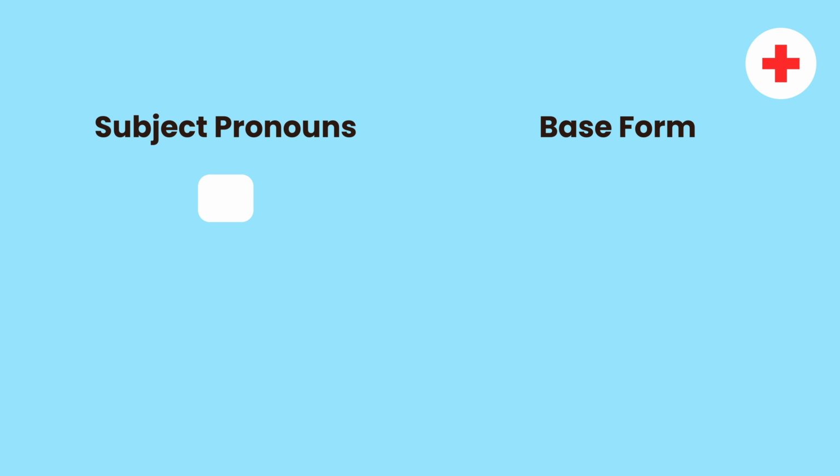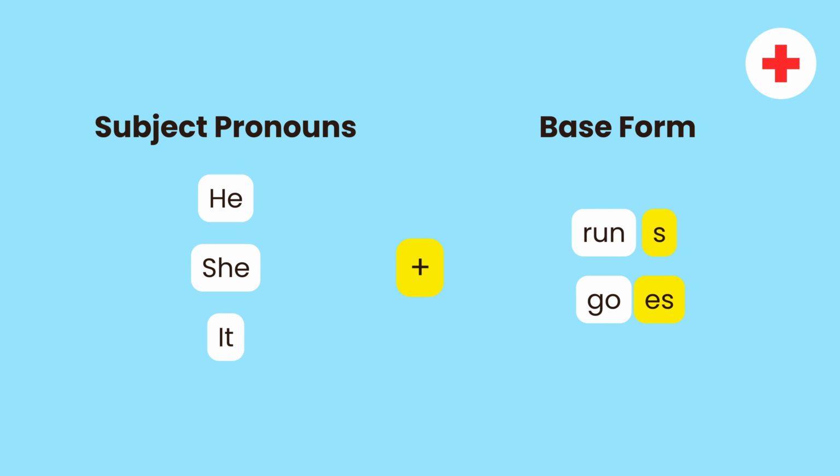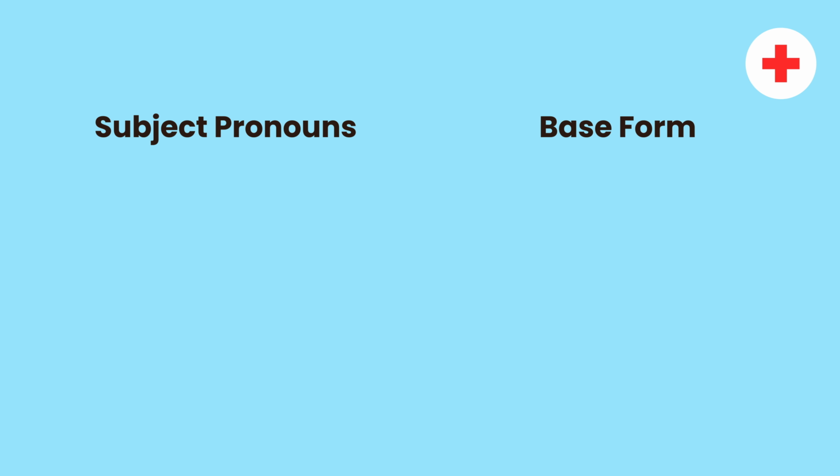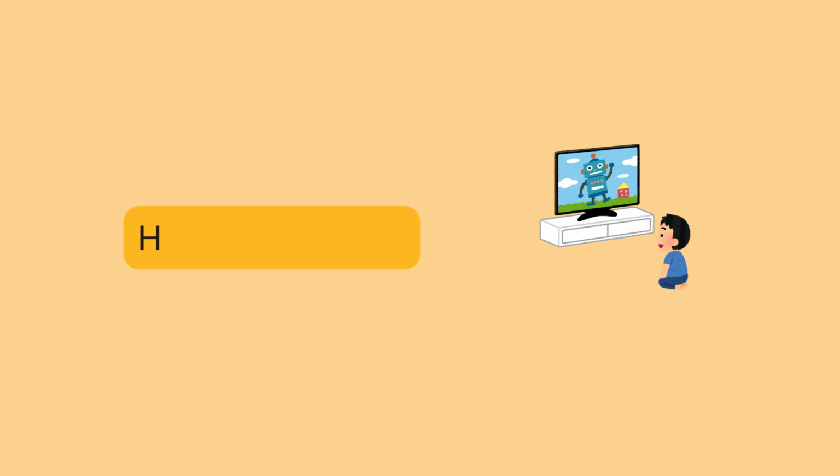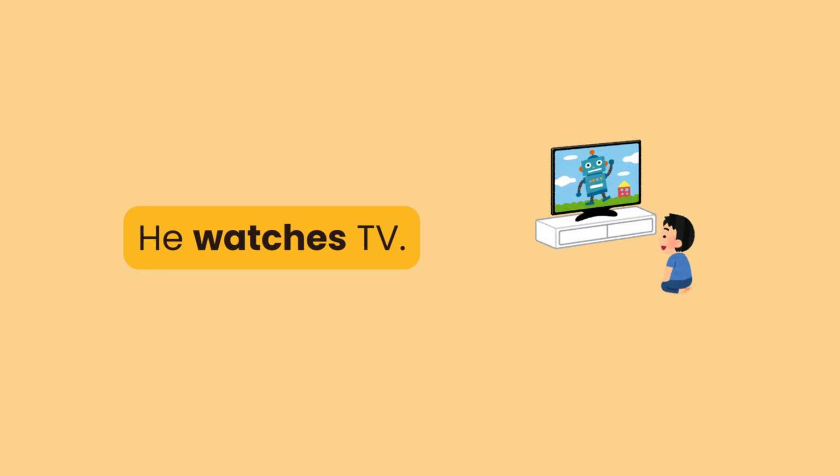However, when the subject is he, she, or it, we usually add an s or es to the end of the verb. For example, she works hard. He watches TV.